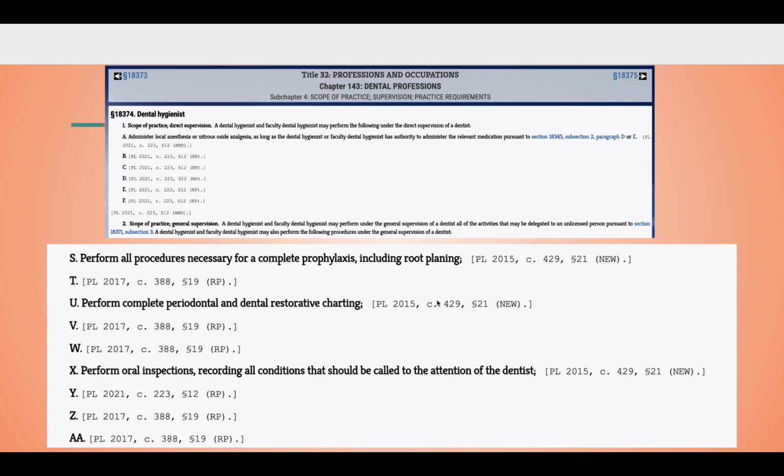Let's just focus on the hygiene part, because that did change a couple of years ago, what the assistants can and can't do. But when it comes to hygienists, they can do all of that data entry, call it screening, so that the doctor can then review. But here's the important part: perform oral inspections, recording all conditions that should be called to the attention of the dentist. So in the state of Maine, it's very explicit that the hygienist can do all of the data acquisition, not the diagnosis, but the data acquisition which leads to the diagnosis and the subsequent treatment recommendations.